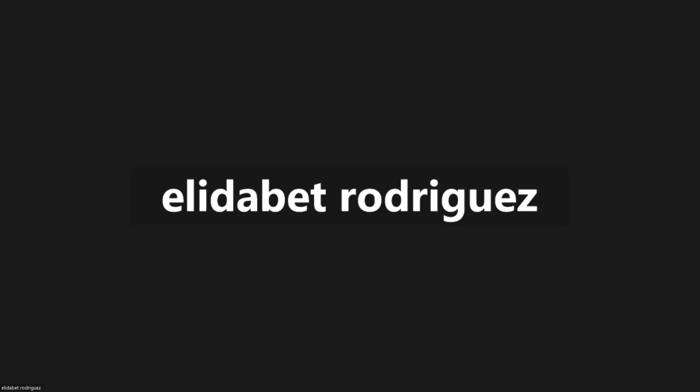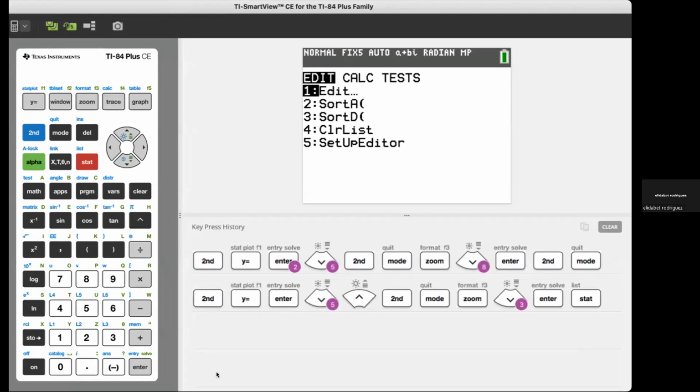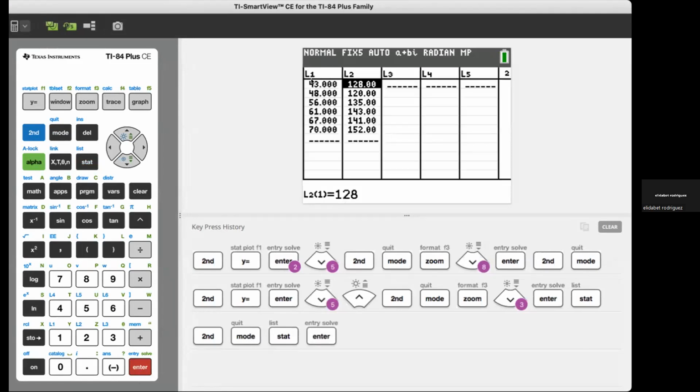Now I'm sharing my calculator. Okay, first of all, let me quit from here. I click the stat key, then edit. You see that from the previous example, I have some numbers in my list 1 and list 2. I'm going to clear those numbers. Let me show you how.